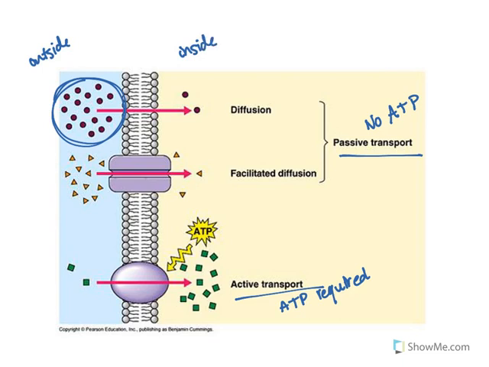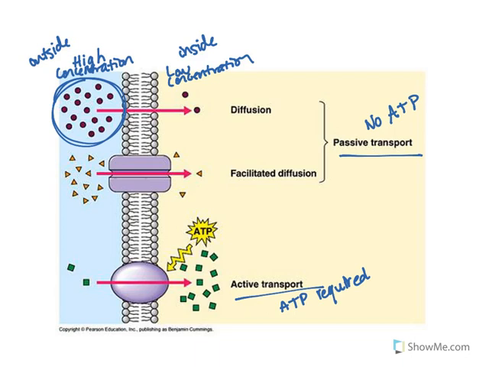And so the outside of the cell has a high concentration of molecules. I can see that there's a lot more molecules on the outside of the cell than on the inside of the cell. That's called a low concentration. And so this is called a concentration gradient. There's a difference across the plasma membrane.